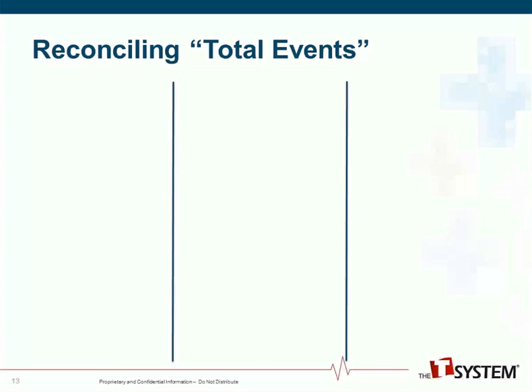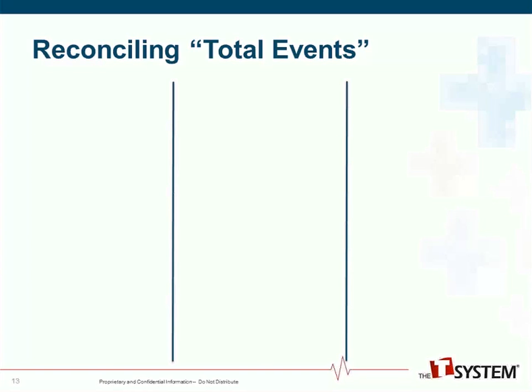Reconciling total events is relatively straightforward because each event in a system, such as an order placed, is in general unique. If it's not the case in your environment, where you may have a single order being represented in multiple certified EHRs, then there's a little extra layer of reconciliation down here in pulling out uniqueness.